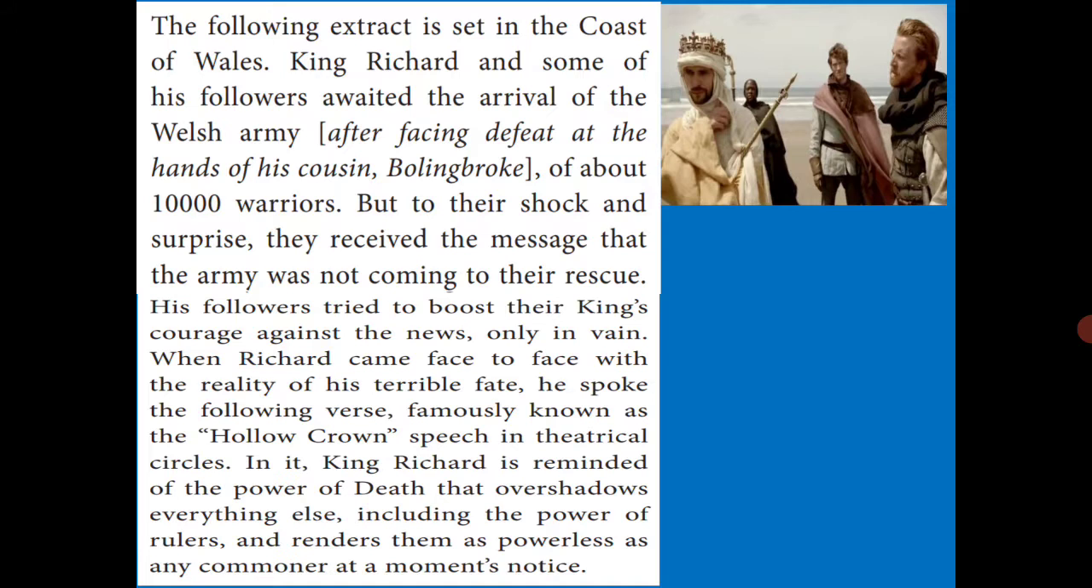In it, King Richard is reminded of the power of death that overshadows everything else, including the power of rulers, and renders them as powerless as any commoner at a moment's notice. In this desperate situation, what did King Richard II say? He is telling of the power of death that overshadows everything else. No one can stand in front of death. Everyone has to face death, whether a ruler or a common person. This beautiful truth has been portrayed beautifully through this poem.